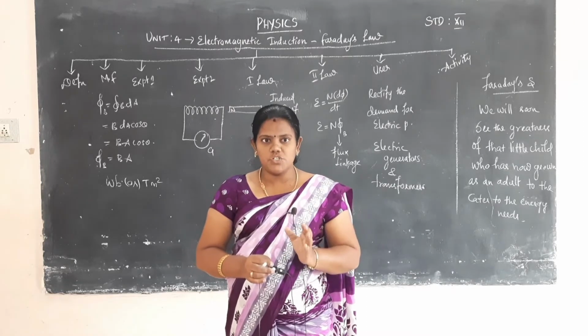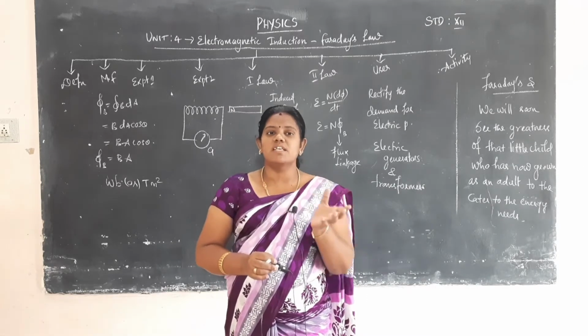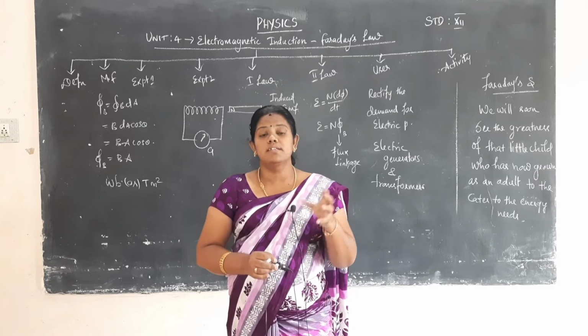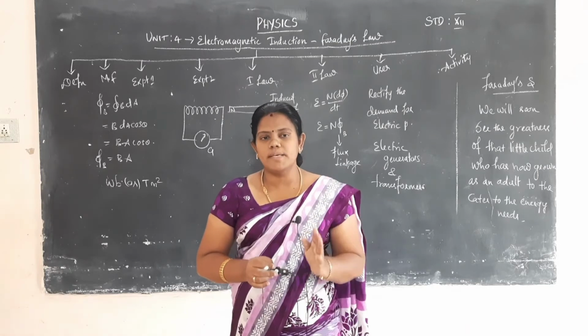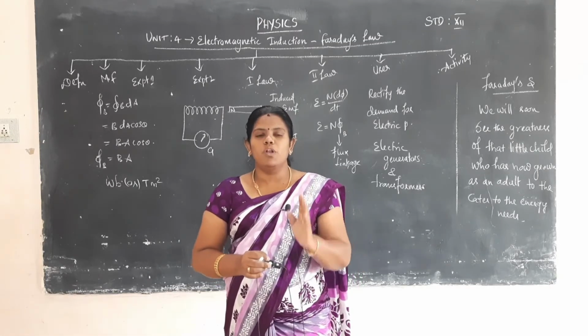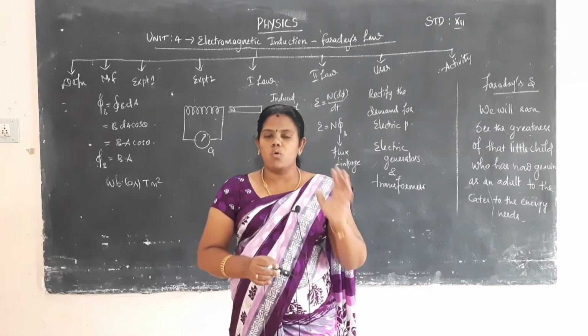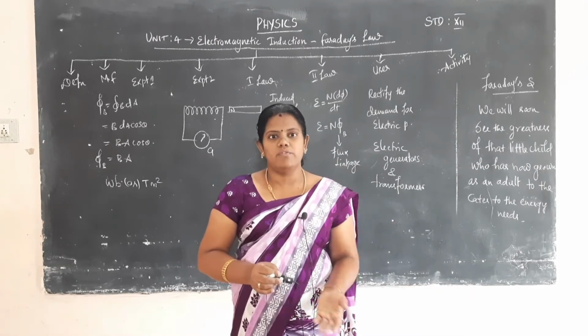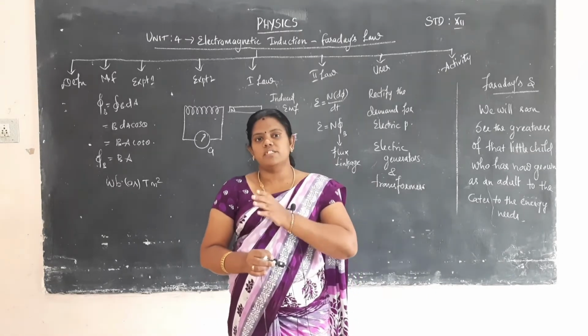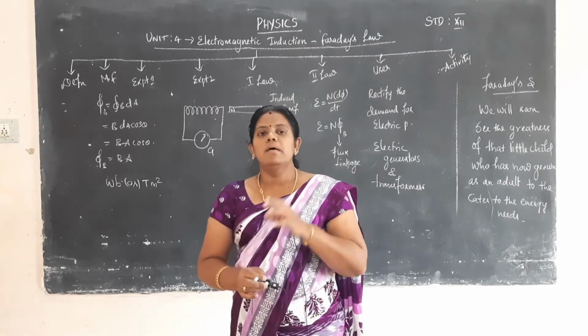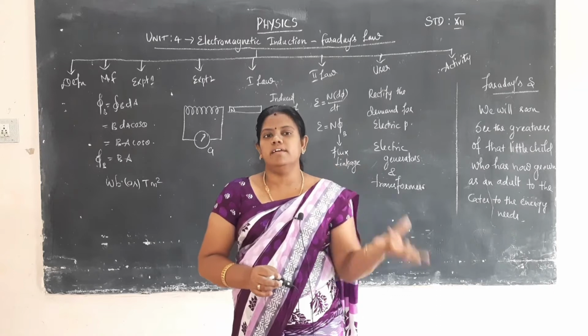So in today's session, I will explain the converse effect of the third lesson concept. What is the third lesson concept? When current flows through a conductor, a magnetic field is created. So the concept is that current creates a magnetic field. The converse effect, what is the meaning of that? A magnetic field creates current.